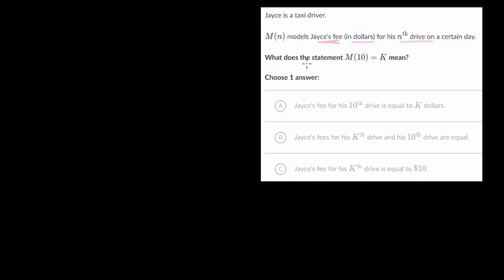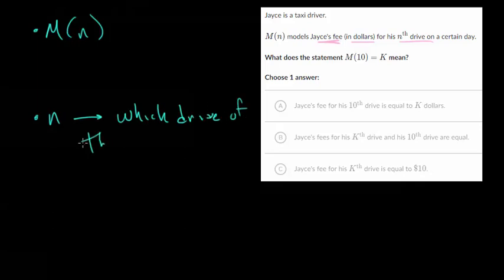So what does this statement mean? M of 10 equals K. Like above, we're going to start by figuring out what those letters represent. We have M of N and we have N. Now N is which drive of the day we're talking about. So N is going to represent which drive of the day that Jace is on.